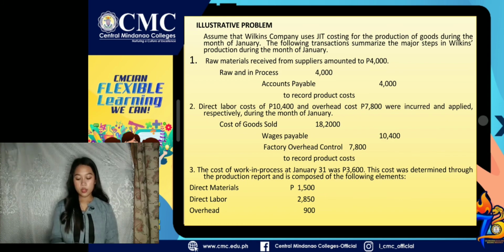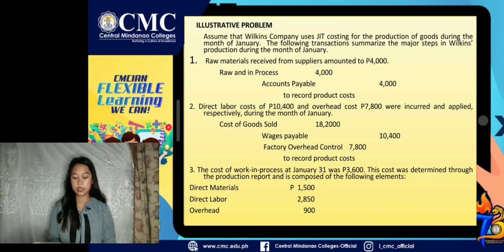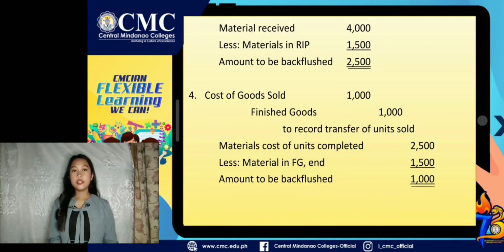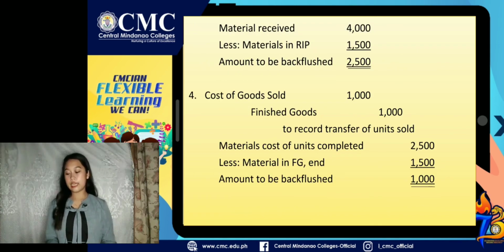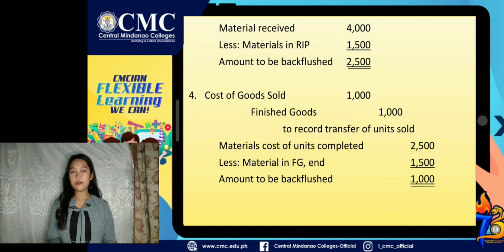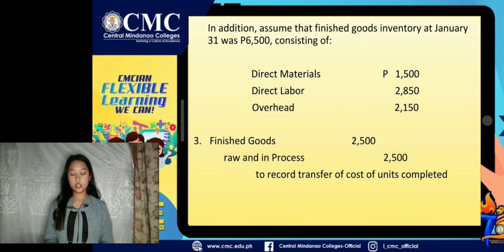So to get the total of cost of goods sold, we need to add the two credits, which are the wages payable and the factory overhead control. The materials received amounted to 4,000 and we need to subtract the materials in raw and in process, which is 1,500. And the amount to be backflushed is 2,500. And our journal entry for this is debit finished goods 2,500 and credit raw and in process 2,500. And the explanation for this is to record transfer of cost of units completed.